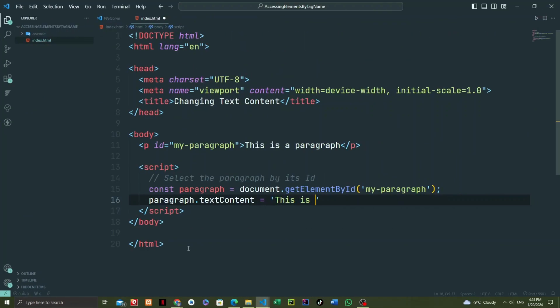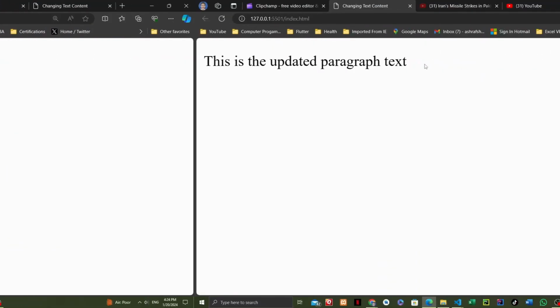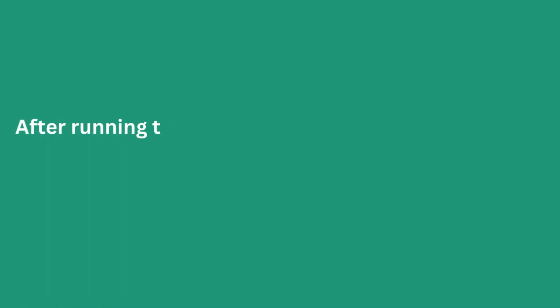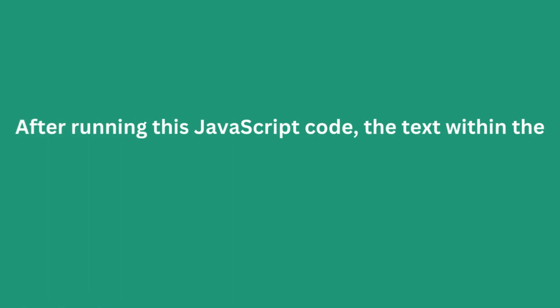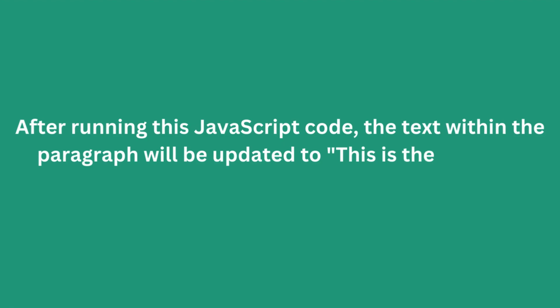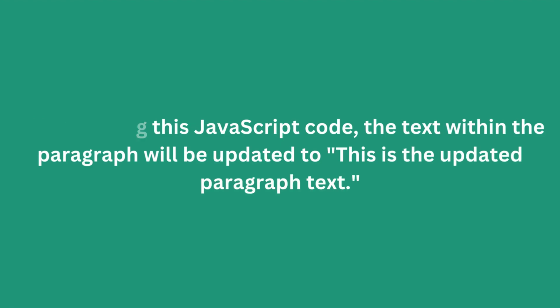Output on the browser window will be like this. You will see "this is the updated paragraph text" in the browser window. After running this JavaScript code, the text within the paragraph will be updated to "this is the updated paragraph text."